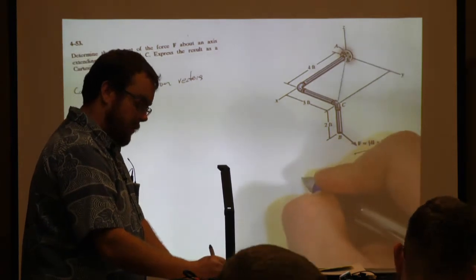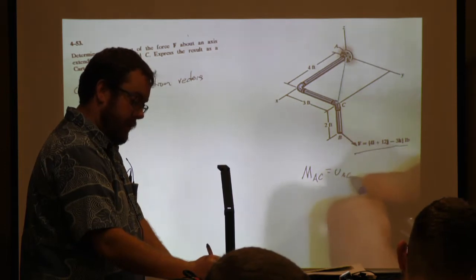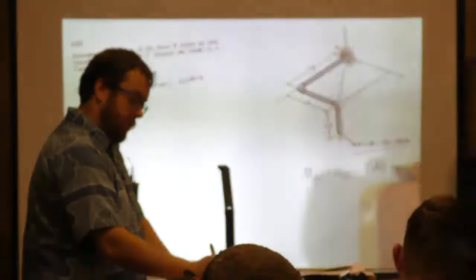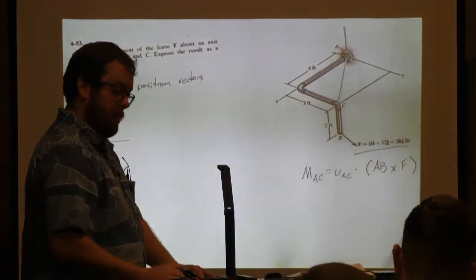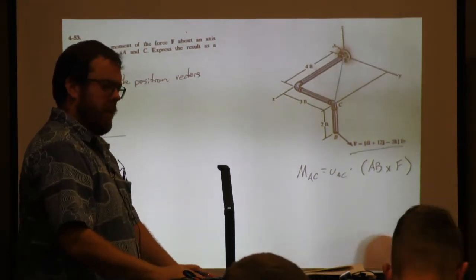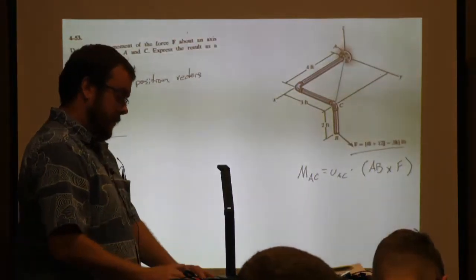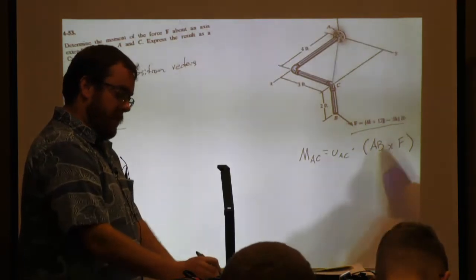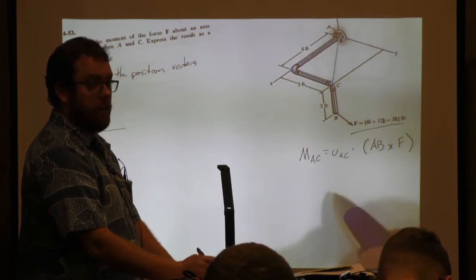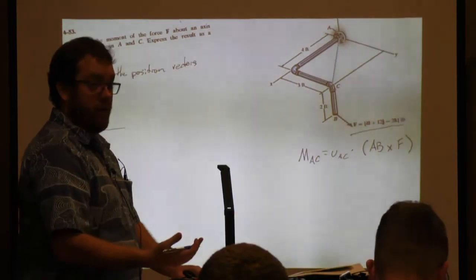Okay, so moment about AC is going to be UAC dotted with position vector AB cross multiplied with the force, right? So just simple moment formula. I don't think a lot of professors let you have equation sheets for statics, so you might want to remember that one. But so we need the position vector of AB, and do we need the position vector of AC? Yeah, why? Because we need to make the unit vector out of AC.